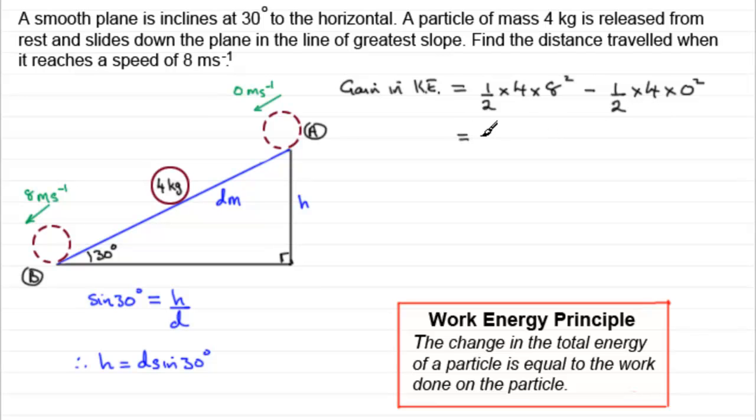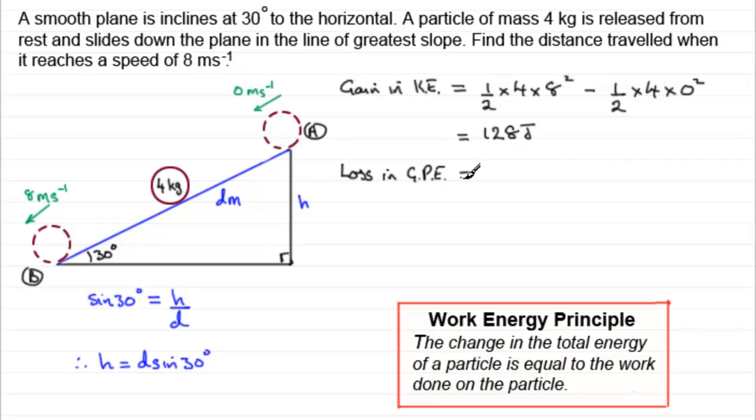So that's 128 joules. Now, there's also been a change in potential energy. As we go from A to B, it loses potential energy. So we've got to look at the loss in gravitational potential energy.